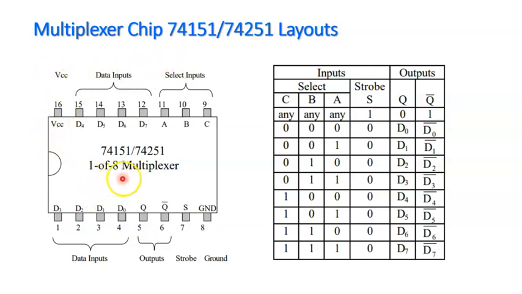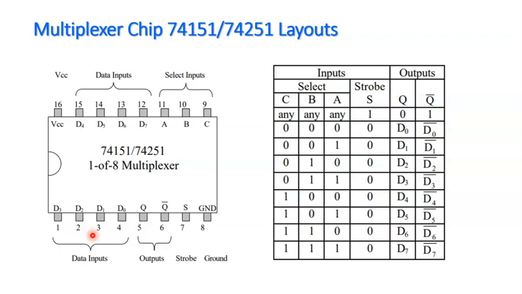Before we start, let us look at the layout or the pin diagram for the IC. So this is the 1 of 8 multiplexer, and you will find that there are 8 inputs. Here are D0, D1, D2, D3 and D4, D5, D6, D7. So 4 inputs from this side, 4 inputs from this side. So these are the 8 inputs.